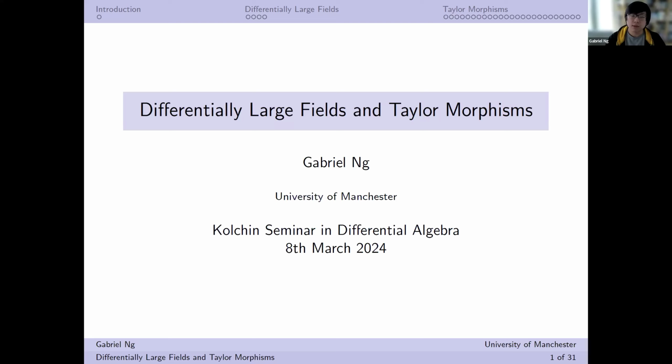So today we'll talk about differentially large fields, and one of the tools that we use to study these differentially large fields, and a generalization and some results about this generalized notion that we've proven. So we'll start with a quick introduction to what these differentially large fields are and the relevance of, in particular, this twisted Taylor morphism. And then we'll move on to these generalized objects.